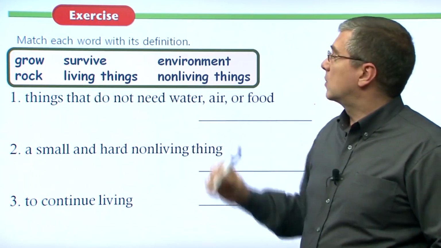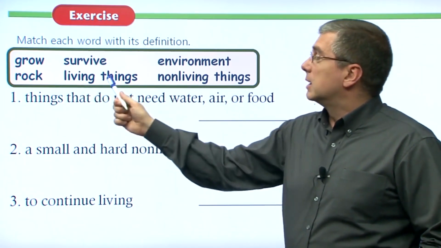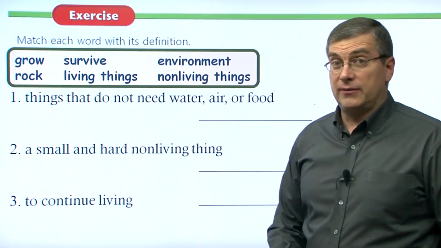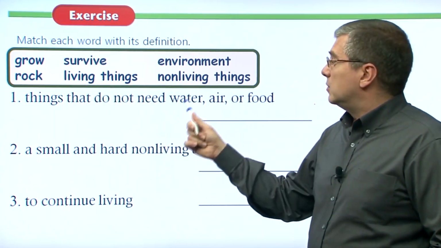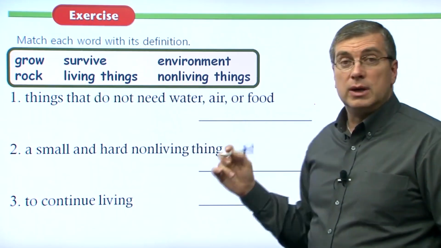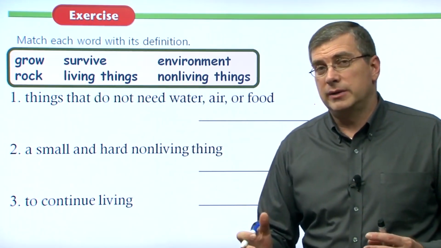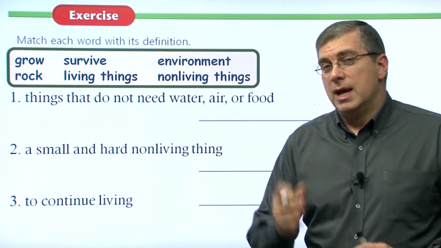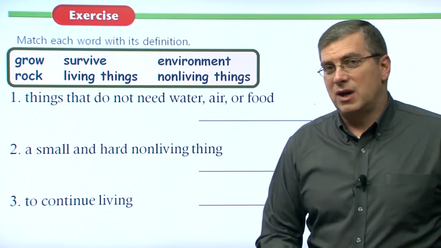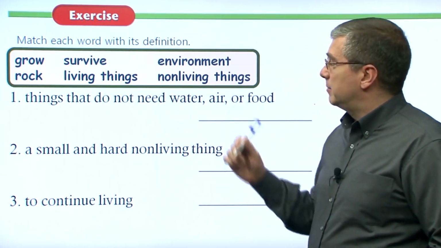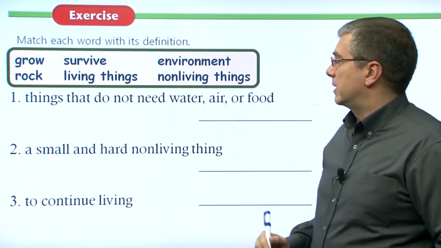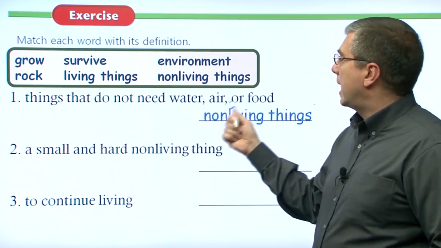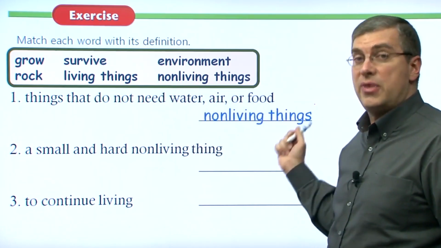Environment. Okay, that's a difficult word. Environment. Rock, living things, and non-living things. Take a look at the first definition. Number one, things that do not need water, air, or food. So what things were we talking about that do not need air, water, or food? The video of the rock, the mineral that we saw, that's an example. Is the mineral a living thing or a non-living thing? It's a non-living thing. Okay? So things that don't need water, air, or food are non-living things.